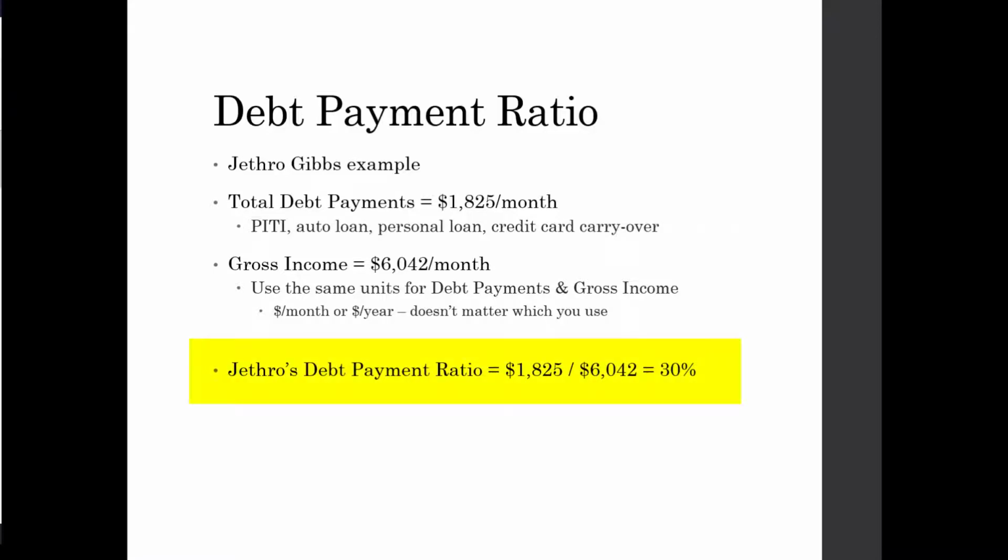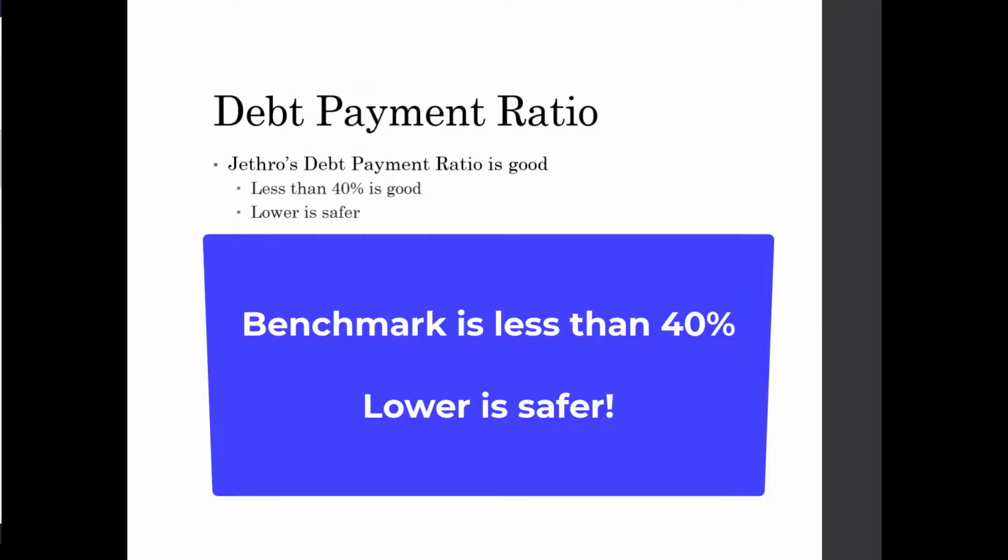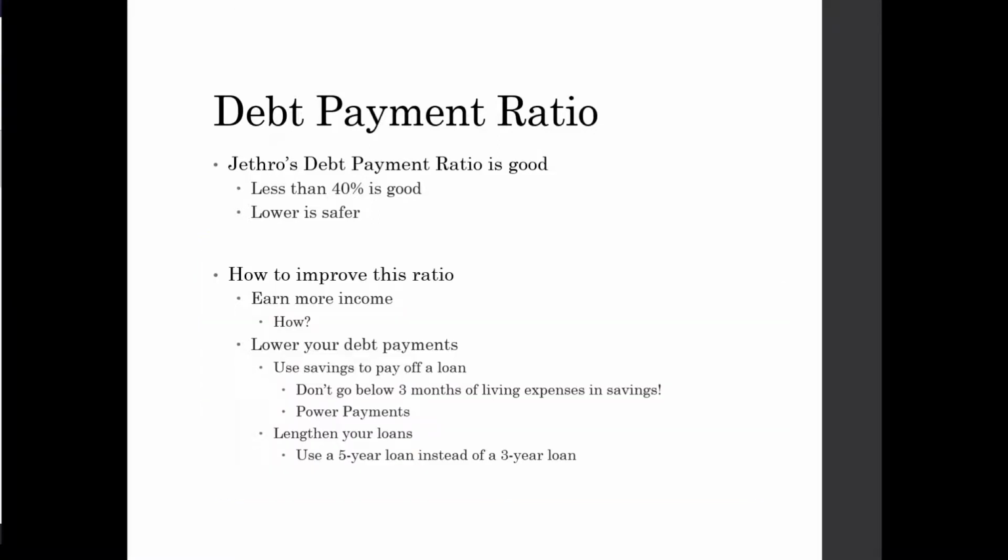When we calculate his debt payment ratio, we're taking the $1,825, we're dividing it by that $6,042 of gross income per month, and this comes up to right around 30%, rounded off. That says for every dollar of gross income that Jethro is paid, 30 cents is going towards debt payments. So how are we going to rate this one? Well, our benchmark on this one, we want to see this less than 40. So Jethro's ratio is less than 40. So we're going to say that his debt payment ratio is good. We would like to see it lower because lower is safer. Lower means less of your gross income is being spent on something out of your control.